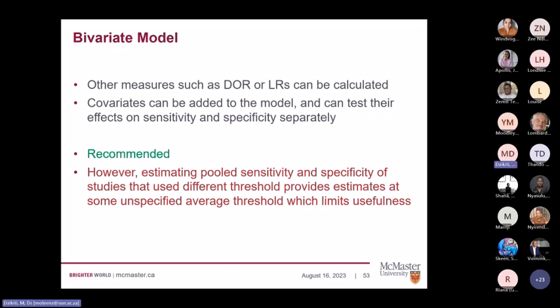But the challenging point here is if you just get a pooled sensitivity and specificity using studies that use different thresholds, then the pooled sensitivity and specificity is for some unspecified average of the threshold. We don't really know what the average threshold is. And so the pooled sensitivity and specificity have limits in their usefulness because they're averaged over a whole range of thresholds. So one should be careful when using this if they suspect there's varying degrees of thresholds used within the studies in the diagnostic accuracy.